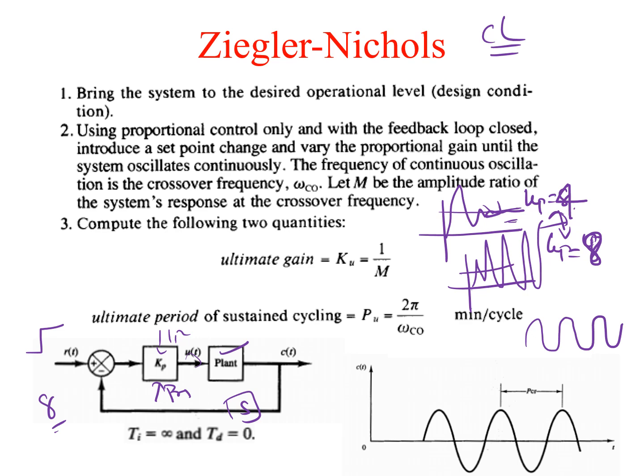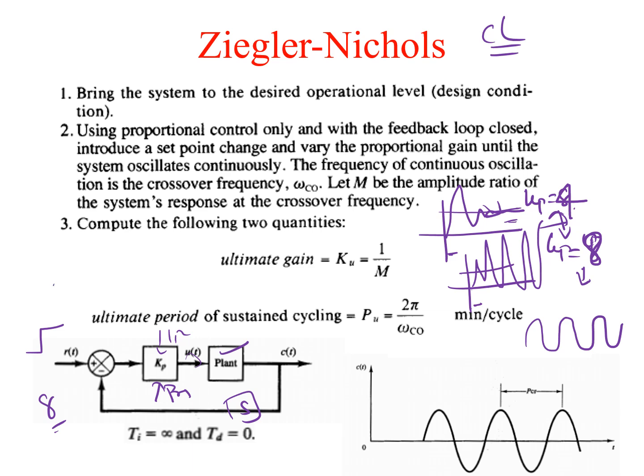So how do we do that? We have to conduct a closed loop test. For that, choose only a proportional controller. First, you randomly choose one Kp value and observe the response. That response belongs to either this case or this case. If it belongs to this unstable condition, then you have to decrease the Kp value. If it belongs to the stable condition, you have to increase the value.